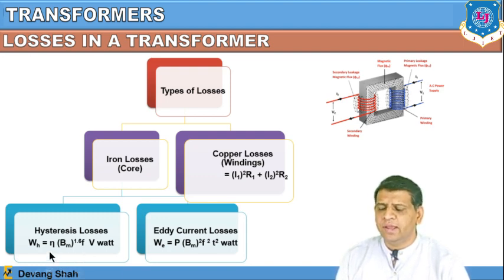Hysteresis loss WH is equal to η, which is efficiency, into Bm raised to 1.6 into frequency into volume, in terms of the watt, and the eddy current loss WE is equal to P into Bm square into F square into T square in terms of the watt. So this is about the losses in a transformer.